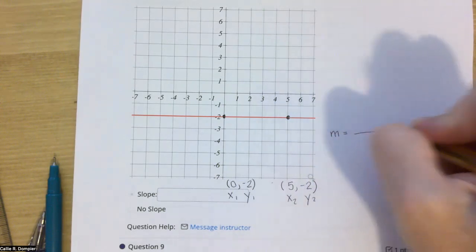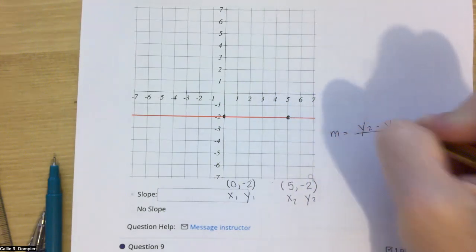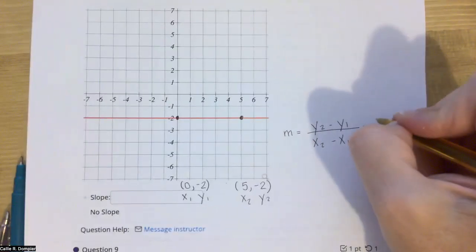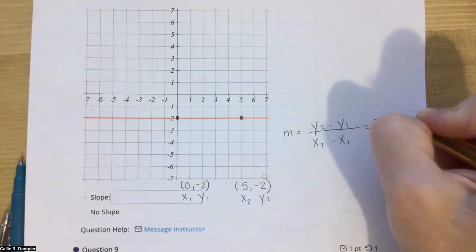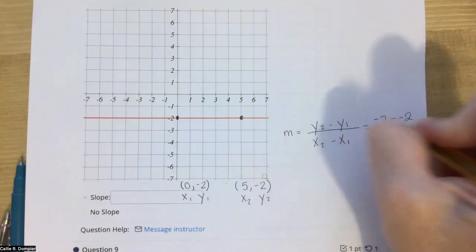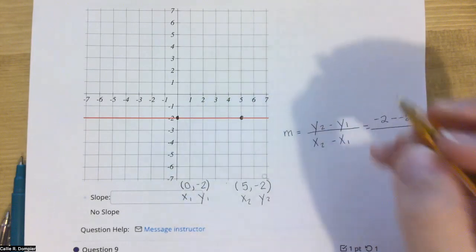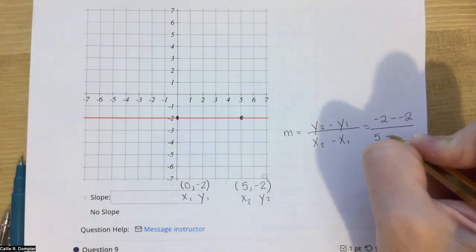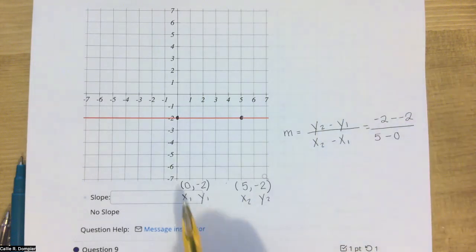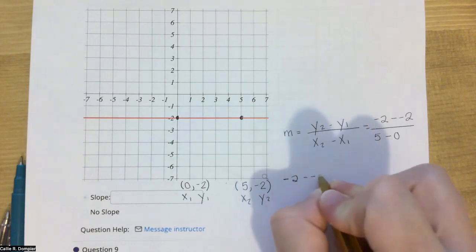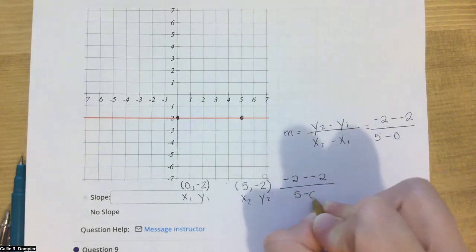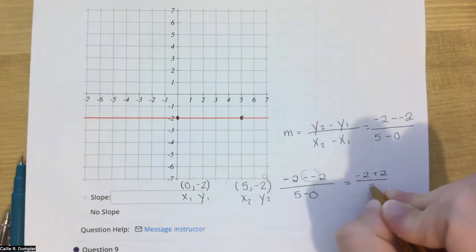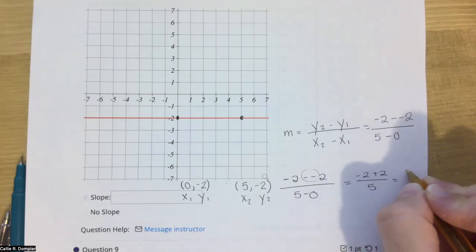M is y2 minus y1 divided by x2 minus x1. -2 minus -2 divided by 5 minus 0, right? 5 minus 0. -2 minus -2 over 5 minus 0. Those two negatives make a positive, so it's -2 plus 2 over 5 minus 0, which is just 5. -2 plus 2 is 0.